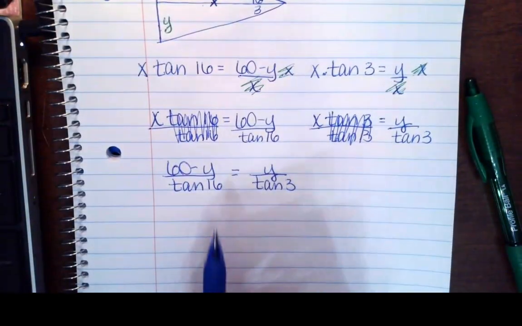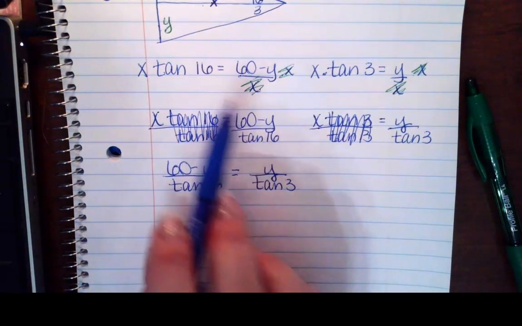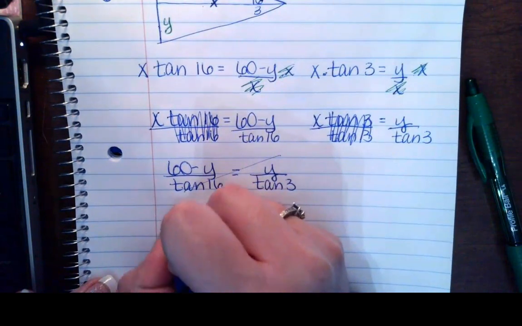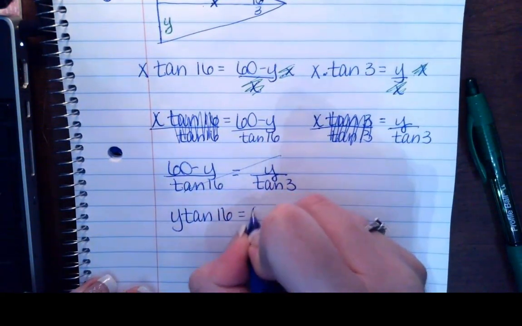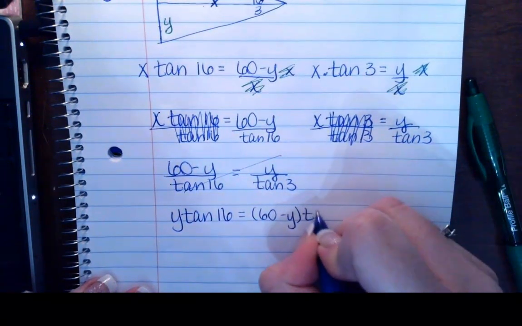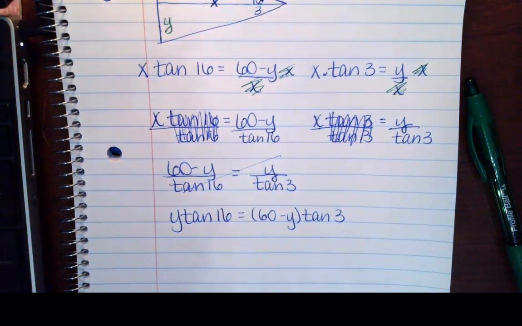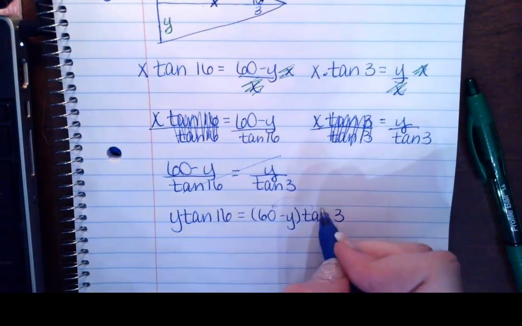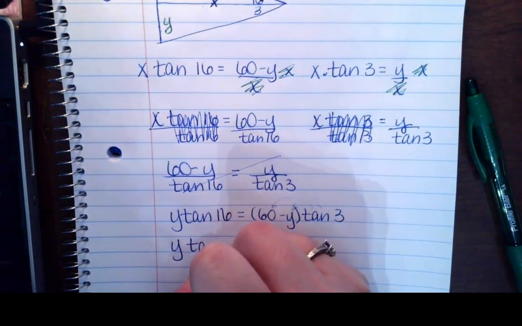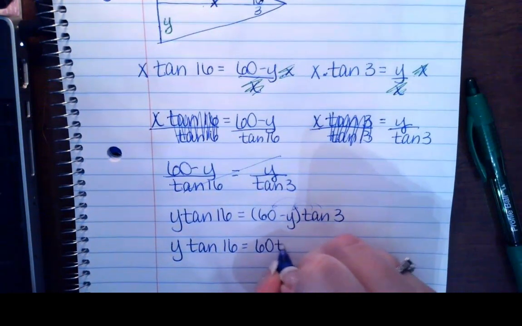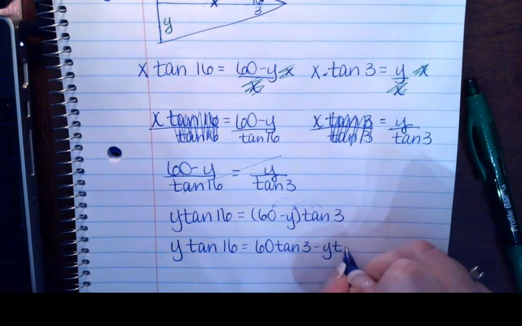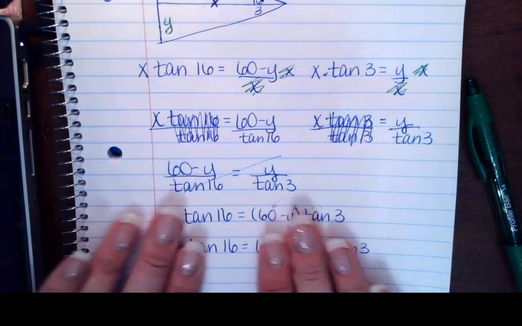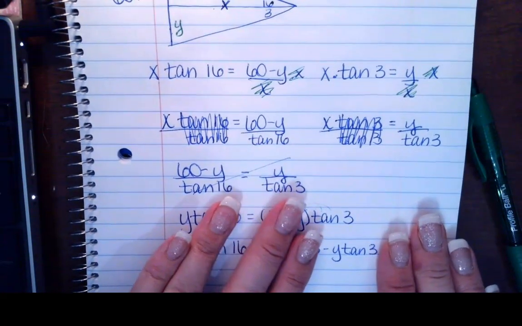Okay? Well, now I want to solve for y. I've got this down into terms of one variable. So before I had two variables, x's and y's. Well, now I've just got y's. So I'm going to cross multiply. So I have y times the tangent of 16 equals, watch your parentheses here. So remember that tangent 16 is a number and tangent 3 is a number. So I'm trying to get y by itself. I'm going to distribute this tangent 3 to both terms. So I have y times the tangent of 16 equals 60 times the tangent of 3 minus y times the tangent of 3. So I've got this chunk equal to this chunk minus this chunk.